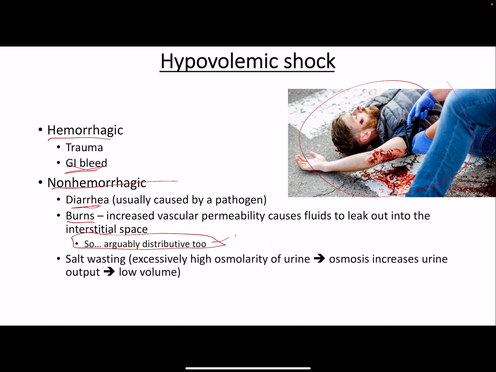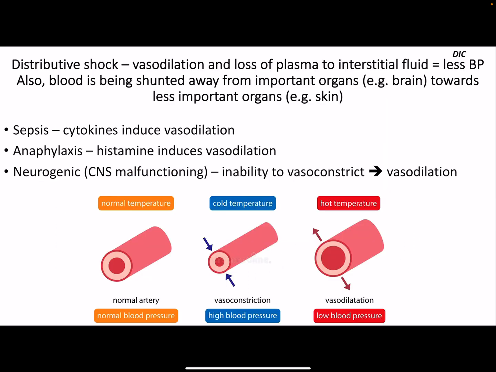Again, this is one of the reasons that I made the analogy with DIC. Maybe it's an imperfect analogy, but it at least works for me. And then salt wasting. If for whatever reason your urine is particularly high osmolarity, this is going to increase your urine output and lead to a low volume of your plasma.